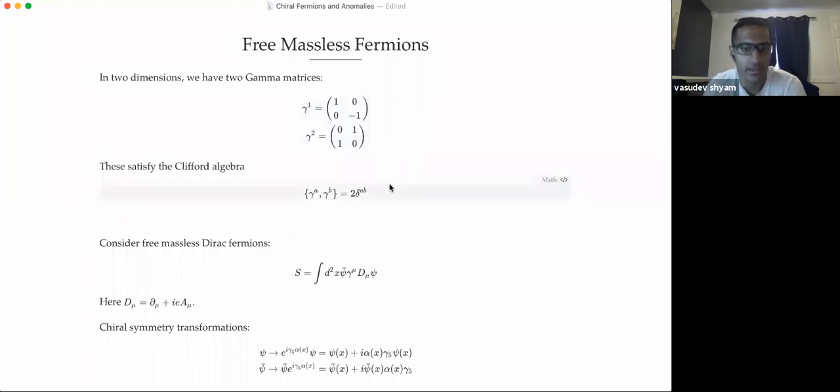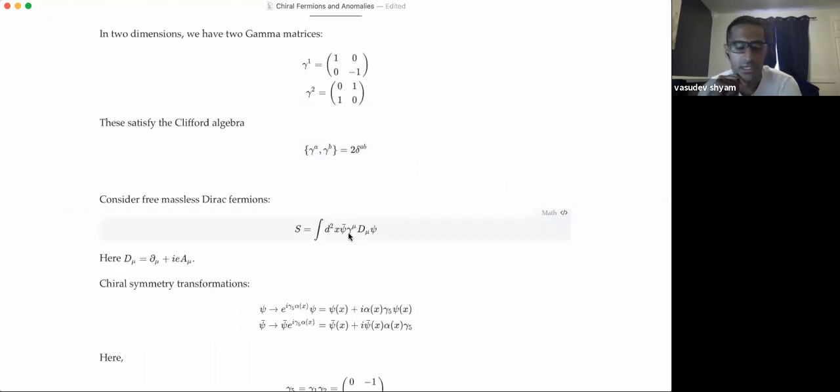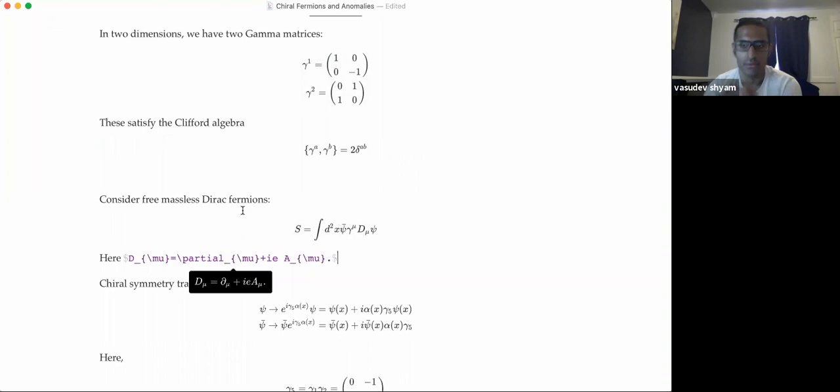And this theory will be coupled to an external gauge field. That's what A mu here is. It's the vector potential for some gauge field. But I won't explicitly consider the action for that gauge theory for the time being. It's just there in the background.